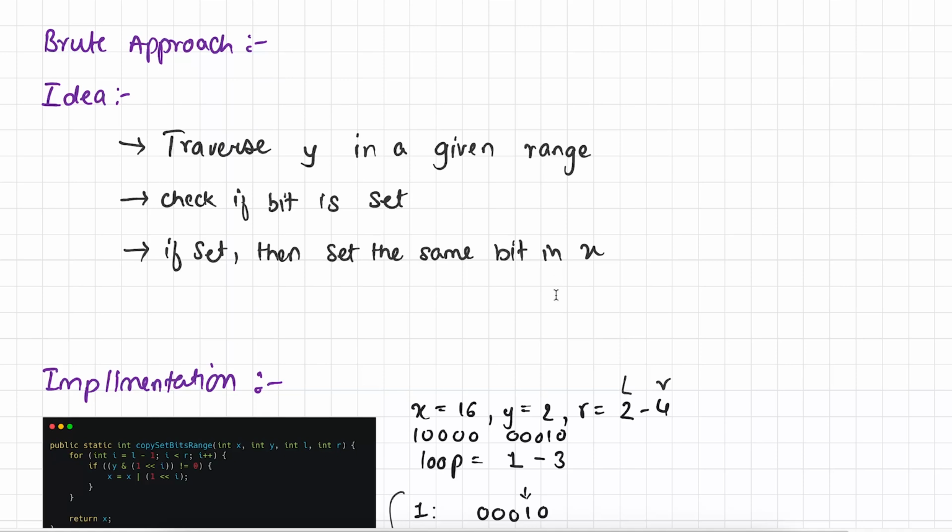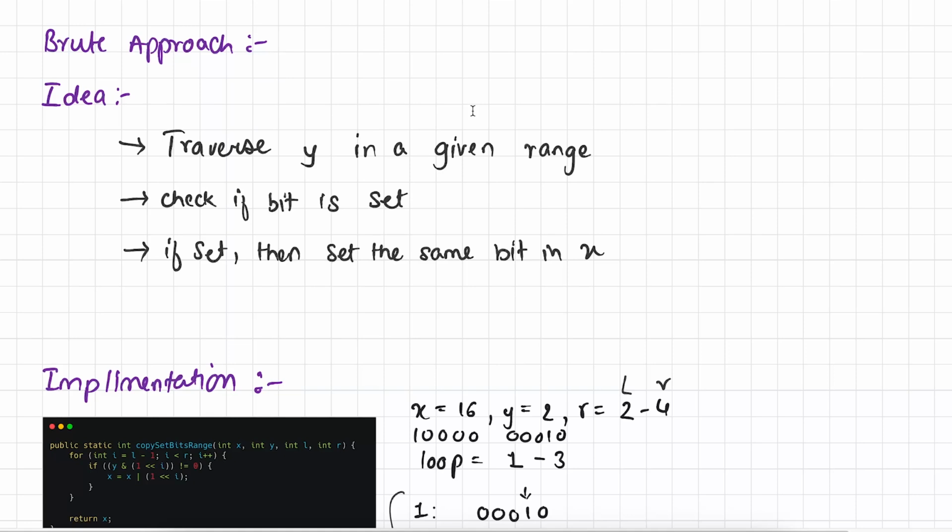So let's first see the brute force approach to solve this problem. And the idea of the brute force approach is pretty simple. What we do, we basically traverse number y in a given range. If the range is given as 2 to 3 or 2 to 4, we just have to traverse the binary representation of number y from 2 to 4. And in each iteration we check if the bit is set or not. And if the bit is set, we are going to set exactly the same bit in number x.